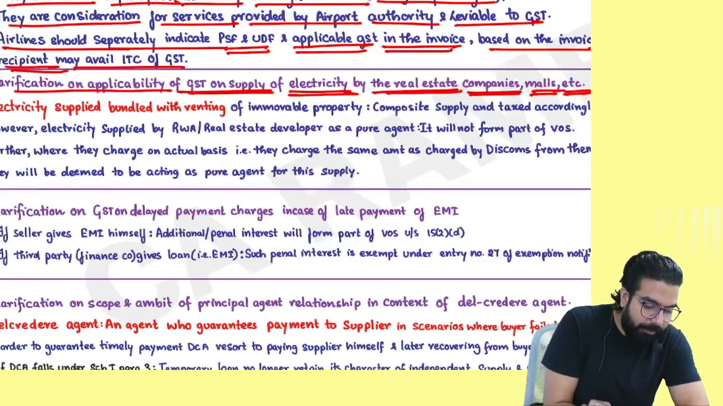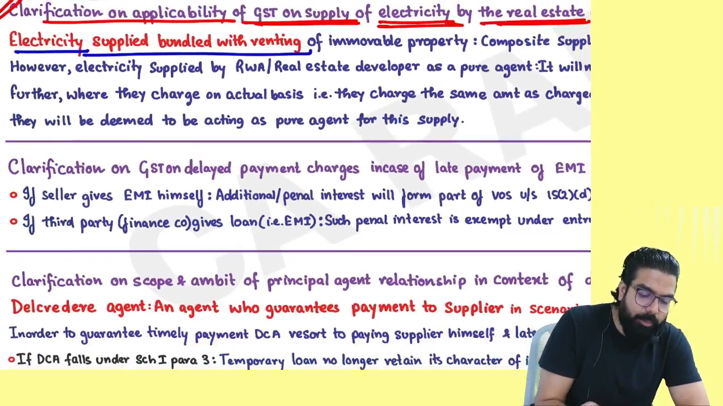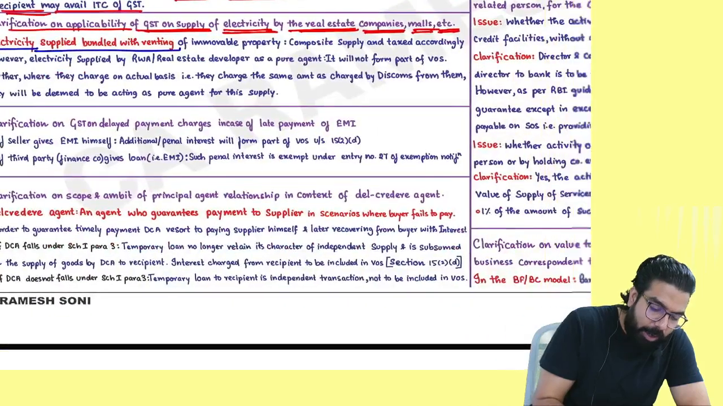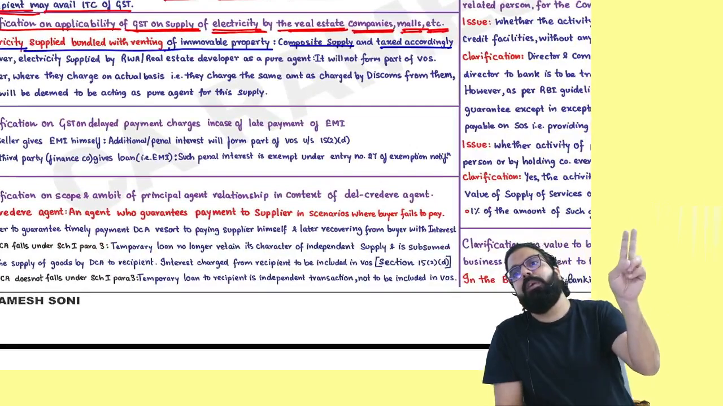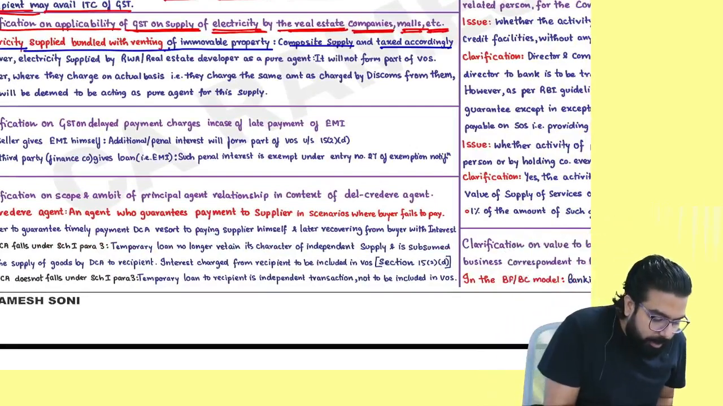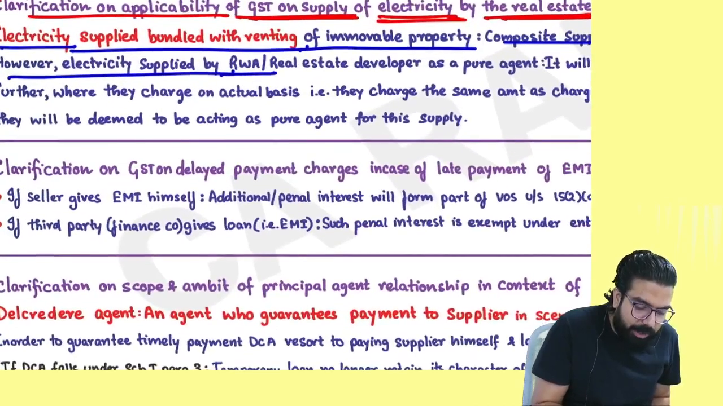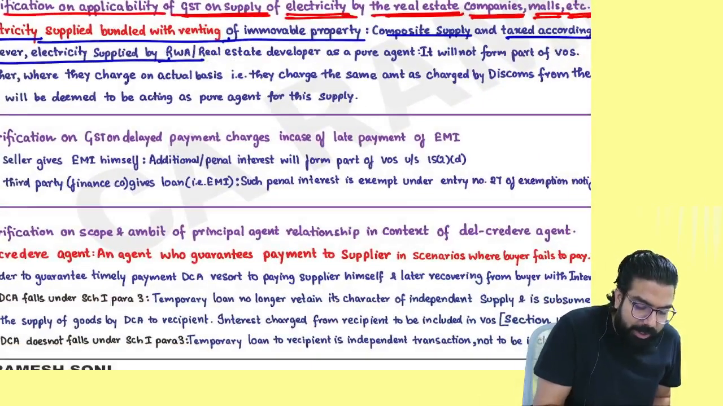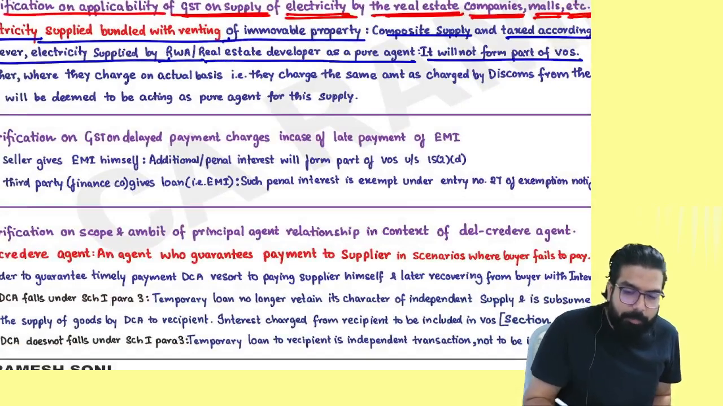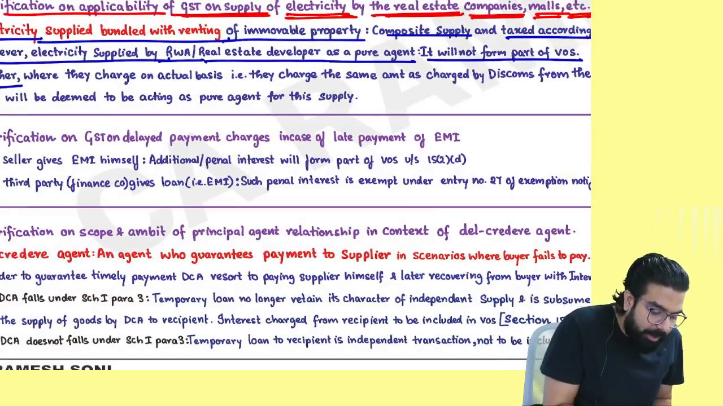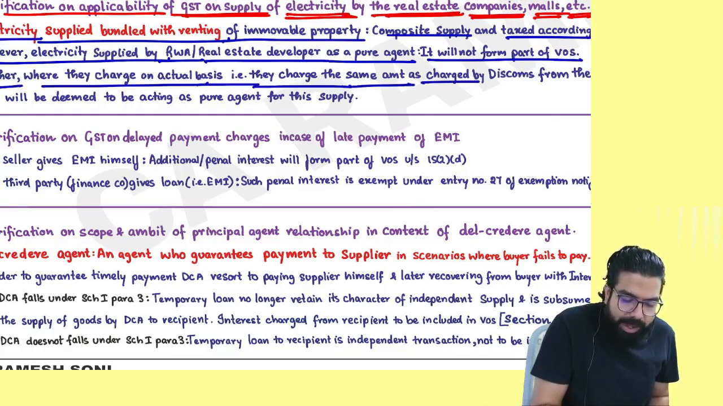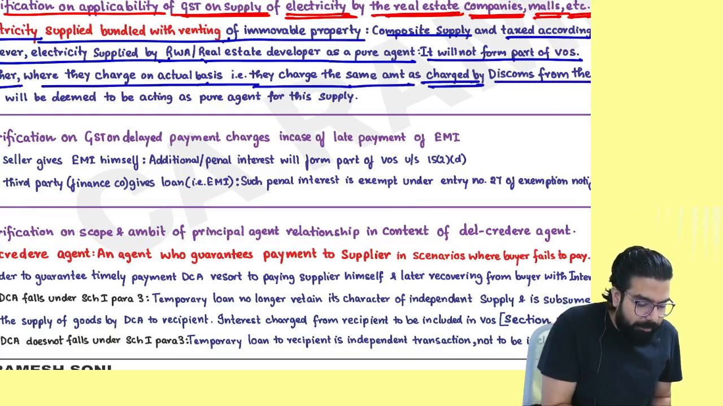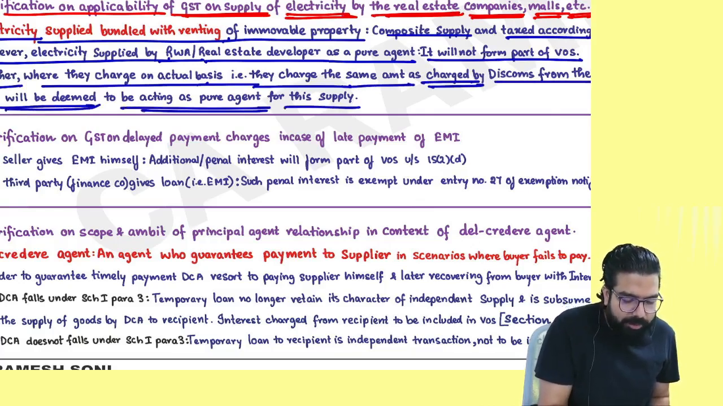Everyone, always remember, electricity supplied bundled with renting of immovable property is always a composite supply, taxable accordingly. It means it will be taxed at the rate of renting services. But electricity supplied by a resident welfare association or real estate as a pure agent will not form part of value of supply. Further, where they charge on actual basis, the same amount as charged by the electricity distribution utility, they will be deemed to be acting as pure agent for this supply.